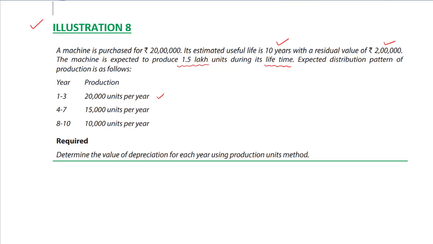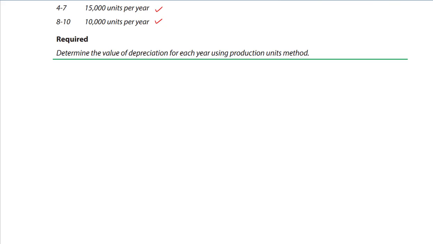Years 1 to 3, 20,000 units per year. Years 4 to 7, 15,000 units per year. And years 8 to 10, 10,000 units per year. We need to determine the value of depreciation for each year using the production units method. Right, solution. Let's solve it quickly.